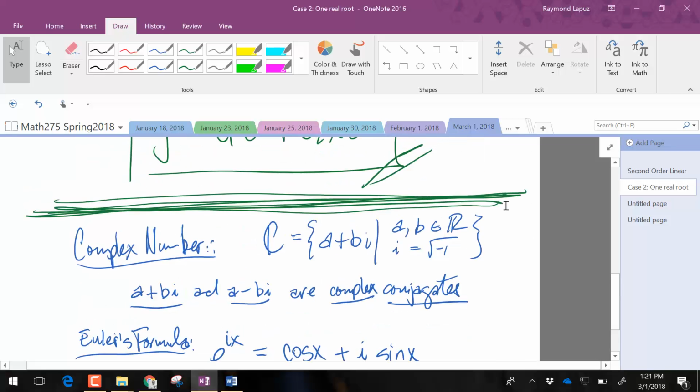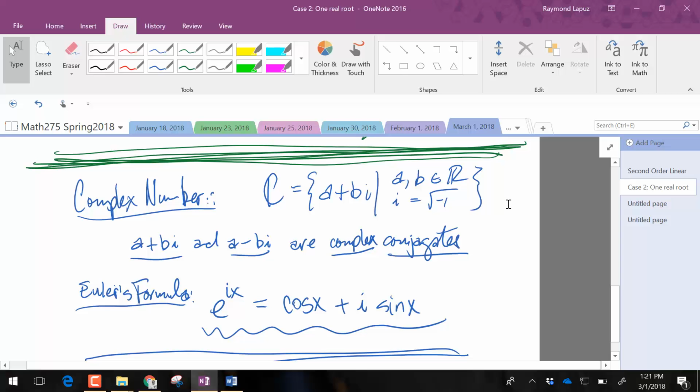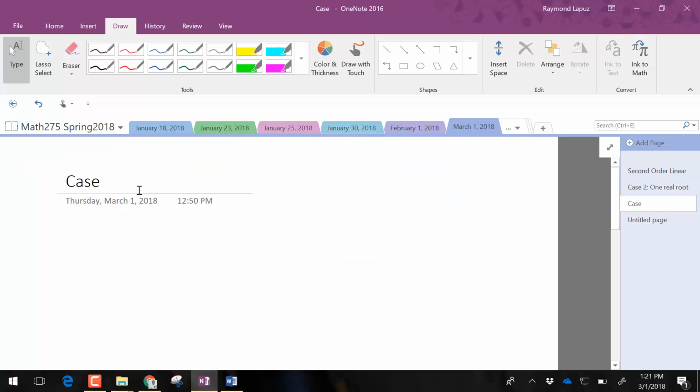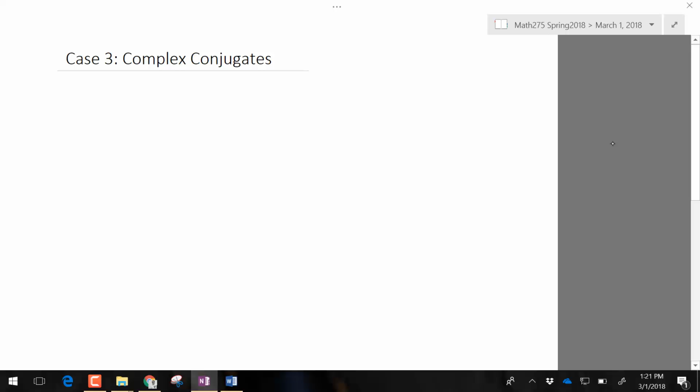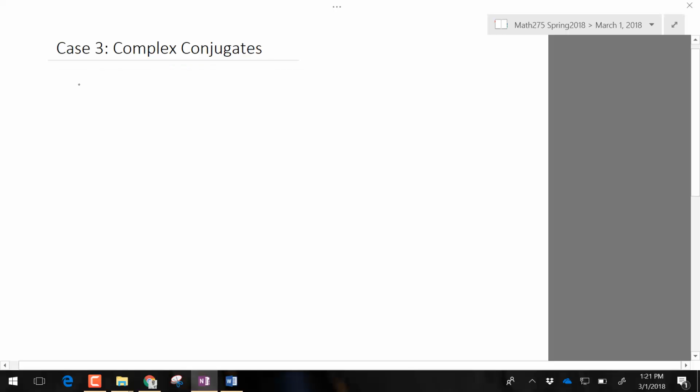All right. So this is all you really need to know about complex numbers at this point. And we'll do case 3. So if you have complex conjugates for your solutions, then you have a scenario where you need to insert the complex number, the i, in there. Okay, so let's just jump straight to an example.